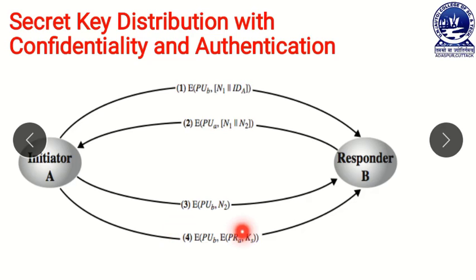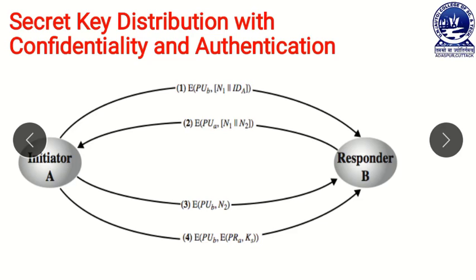When the responder B receives this message, first the responder B uses its own private key and decrypts this message. After decrypting this message, it also gets another encrypted message, that is the encrypted message of the secret key. Here this secret key is encrypted by using the private key of initiator A, which means this message is decrypted by using the public key of initiator A. Now again the responder B uses the public key of initiator A and decrypts this message. After the second decryption, it gets the secret key.